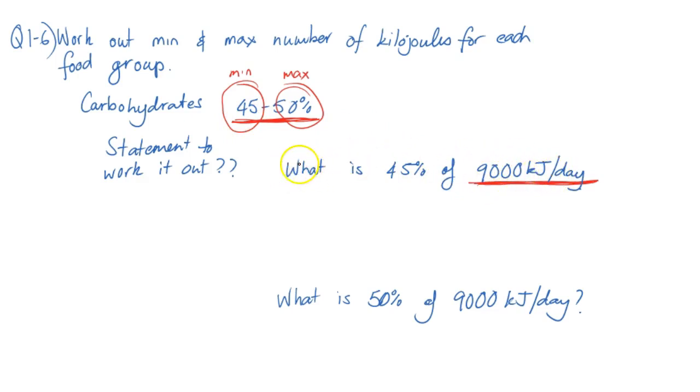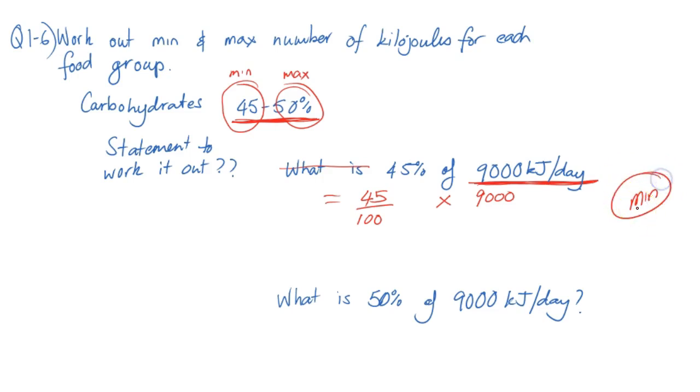Let's change this into an equation. What is can change to equals 45%. Write it down in a way that you can put into a calculator. 45 divided by 100, of turns to times, and the number of kilojoules for this particular person is 9,000. So you need to just put that down and work it out so you can see how much that actually is. Then that's your minimum amount.